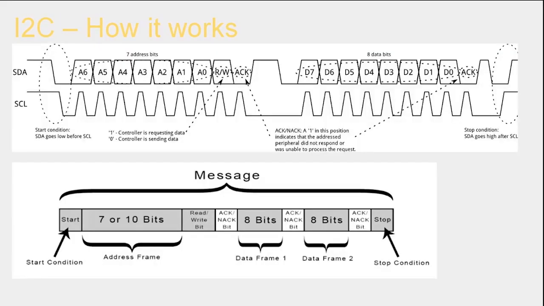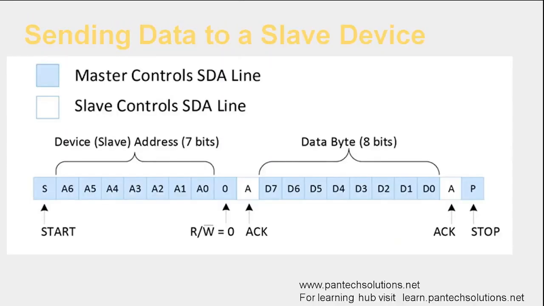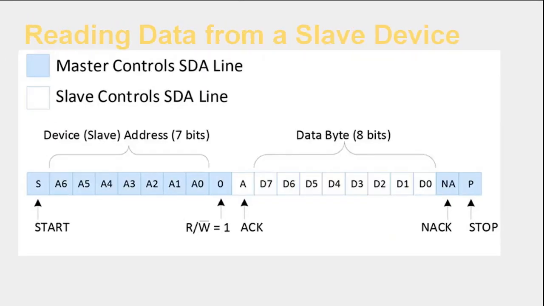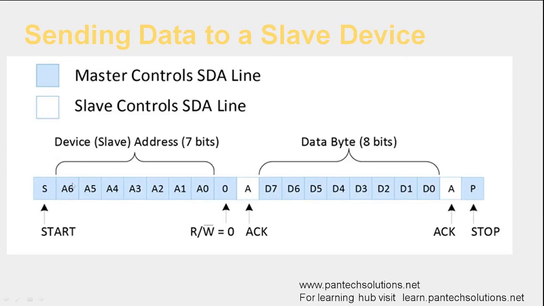So let's go for the program. So this is sending data to a slave device and reading data from a slave device. Here the master controls the SCL line. These are controlled by the master. It sends the slave address of 7 bits and the read/write bit, gets an acknowledgement, then reads or writes, gets an acknowledgement and sends the data bits. Gets the acknowledgement again, then stop.